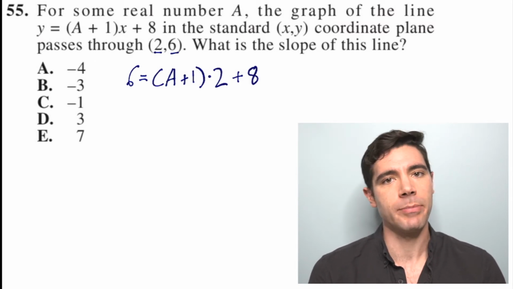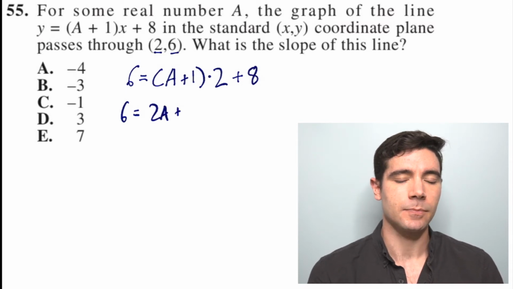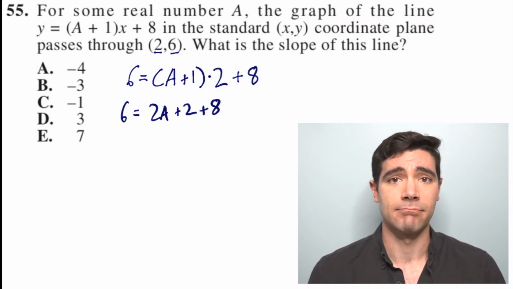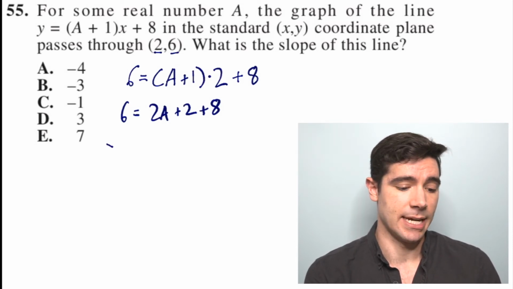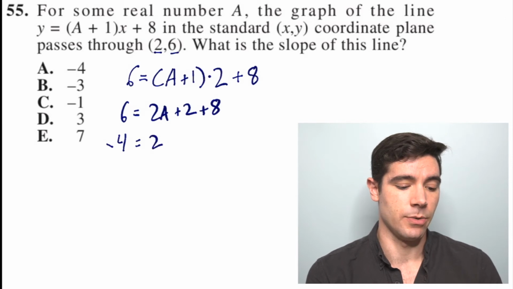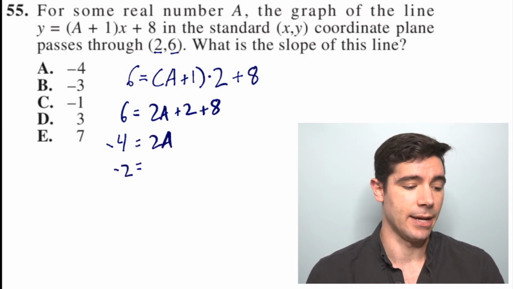All right, let's distribute. 6 equals 2a plus 2 plus 8. Well, now we just want to isolate for a, algebra style. These two are going to combine to equal 10, and then we subtract 10 from both sides. We got negative 4 equals 2a. We'll divide both sides by 2, so we have negative 2 equals a.